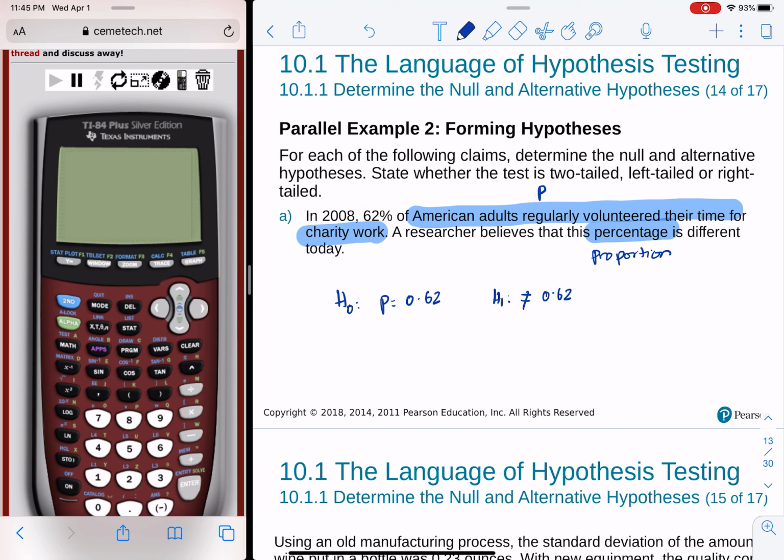So if we don't find evidence for the claim made by the researcher, then nothing has changed. Everything remains the same. There is no effect whatsoever. So in 2008, it was 62%, and today the researcher went and collected data, and it still is 62%, in which case there is no support towards the alternative, which is the researcher's claim.